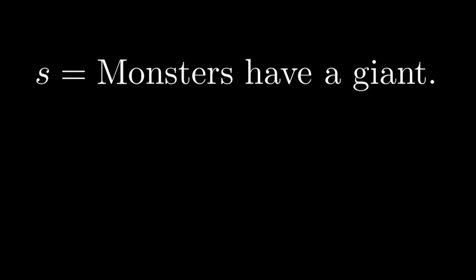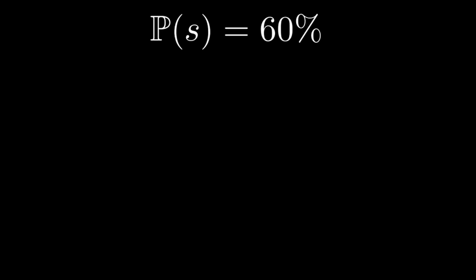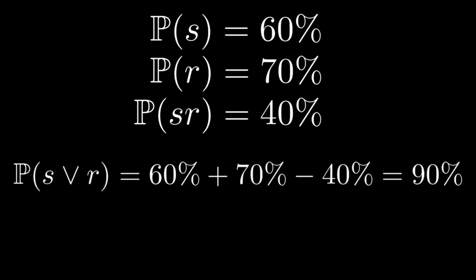Now let's solve the story from the beginning of the lesson. Let's let S be the event that the group of monsters contains a giant, and R be the event that the group of monsters contains an ogre. Then, from our information from earlier, we're told that the probability of S is 60%, the probability of R is 70%, and the probability of both S and R is 40%. Which means that the probability that either S or R or both occurs is 0.6 plus 0.7 minus 0.4, or 90%. So there you have it.